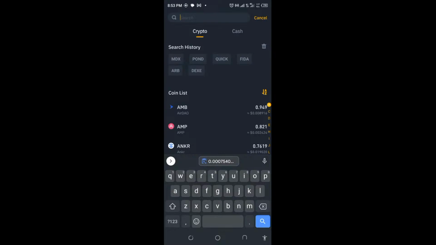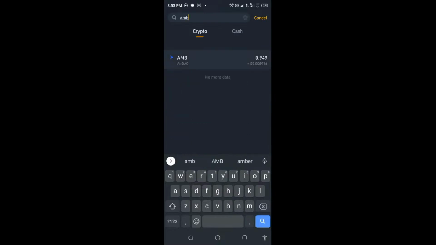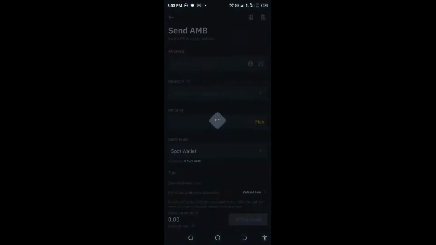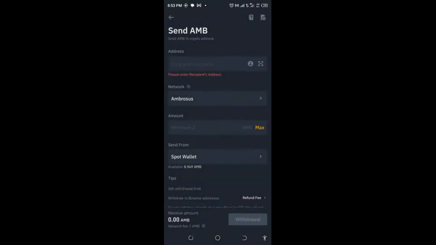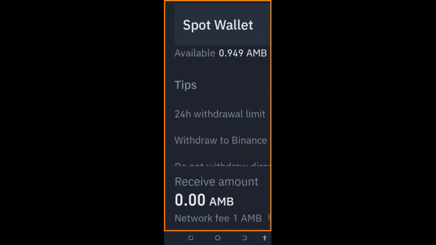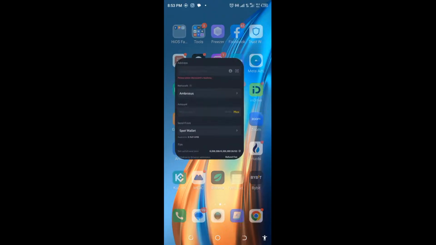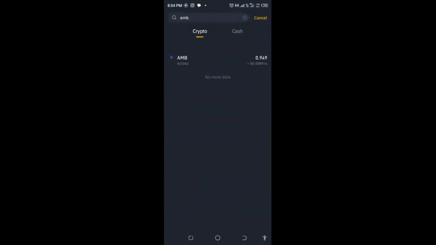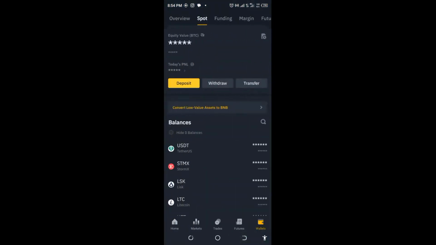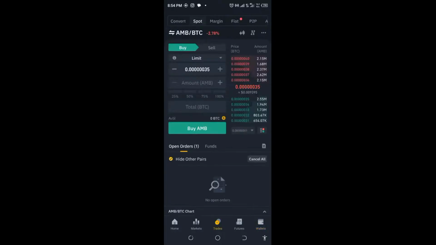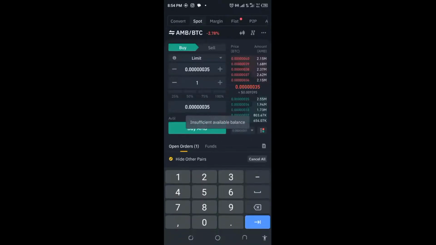So we're going to put that AMB in there, and we'll see. What is this? What is the network? Okay, it's Ambrosus. It's one AMB. Okay, so one AMB is not that much. Let's go back in to see how much is one AMB. One AMB, if I want to buy one, let's see. Oh, that's okay. No, this is not where you get it.